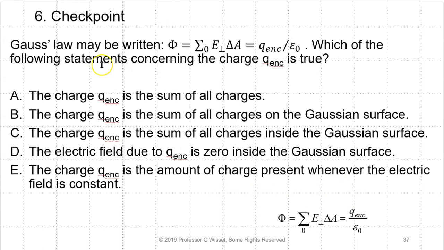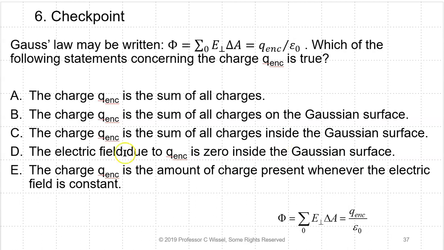Gauss's law may be written as phi equals the sum of E perpendicular delta A or Q enclosed divided by epsilon naught. Which of the following statements concerning the charge Q enclosed is true? The charge Q encloses the sum of all charges. No. The charge Q encloses the sum of all charges on the Gaussian surface. No. The charge Q encloses the sum of all charges inside the Gaussian surface. That one's looking pretty good, but don't stop there.